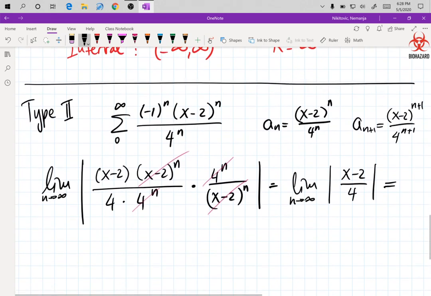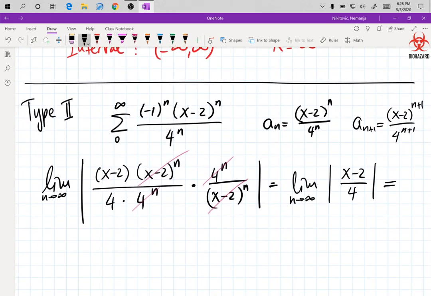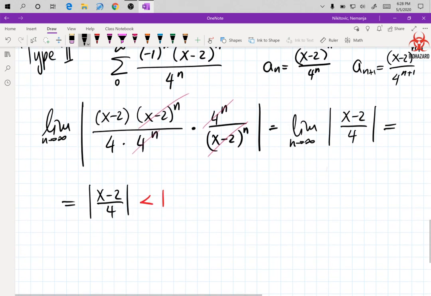Well, as I said earlier, there are no n's over here at all. That means that this limit has nothing to operate on. Therefore, we can just drop that limit and get our x minus 2 over 4. And then we are the ones who set this less than 1 because we want convergence.